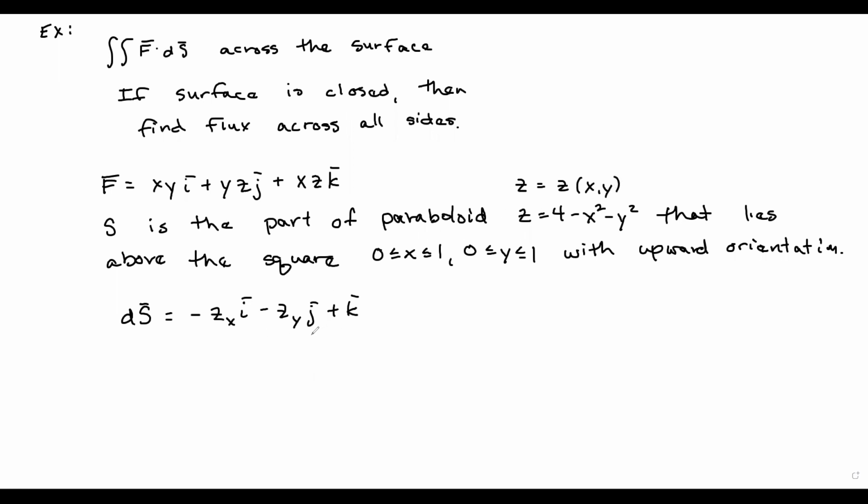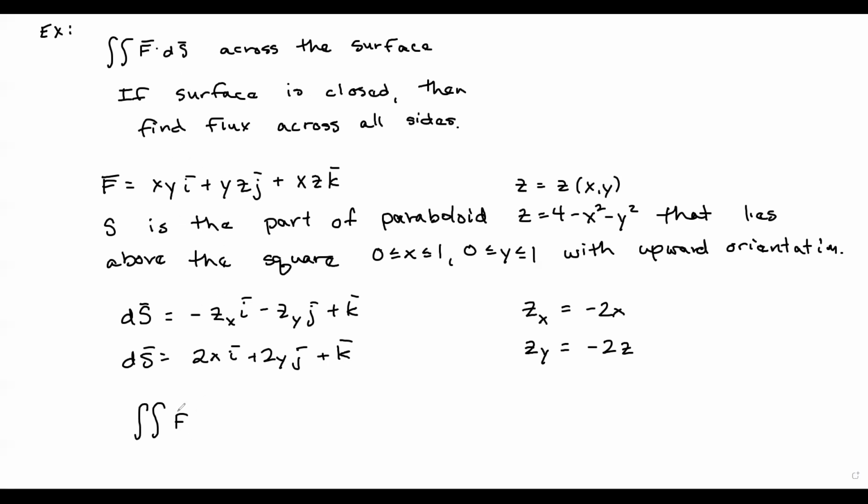And so to calculate this, we need to calculate the partial derivatives. So z differentiated with respect to x is negative 2x. Z differentiated with respect to y is negative 2y. And then once you've got those, you can just pop them in. So dS equals 2x i plus 2y j plus k. All right, and then once we have dS, we can go through and plug everything in. So what we want to do is find F dot dS.